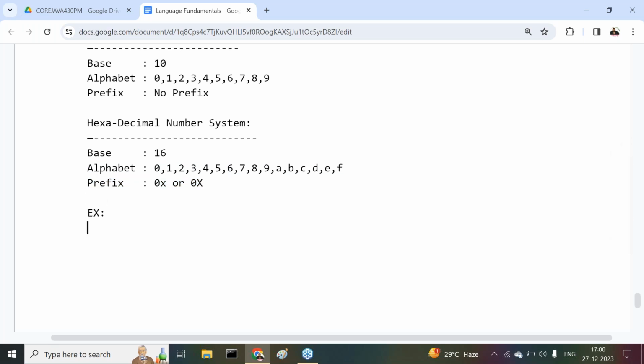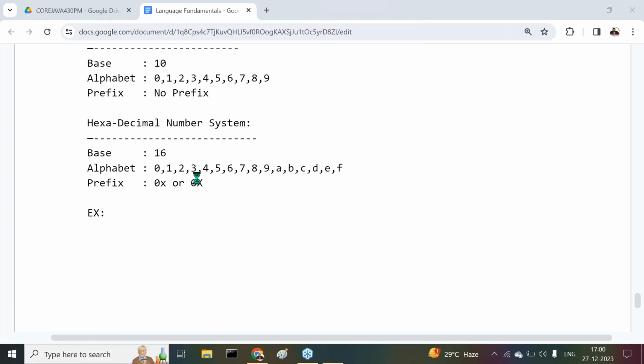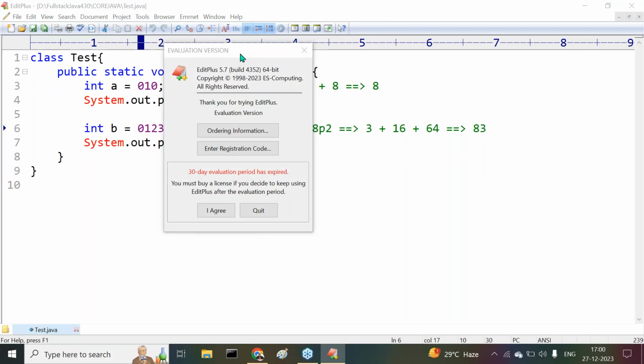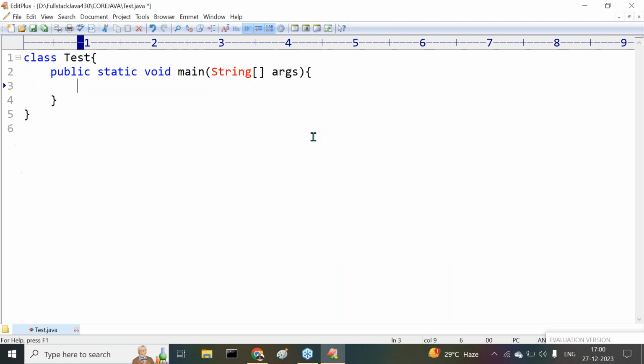All right, I want to show some examples. Now try to understand this example first. It is just a conversion. Understand this conversion here. For example, int a is equal to 10, which we have taken here. Then after that, System.out.println of a.